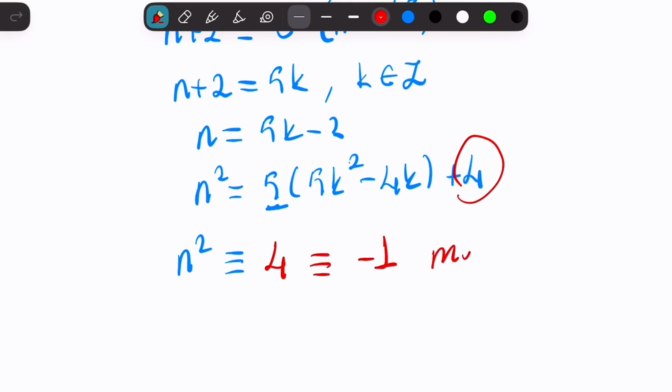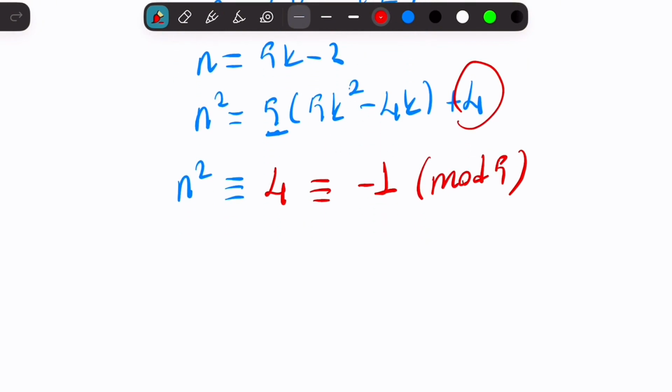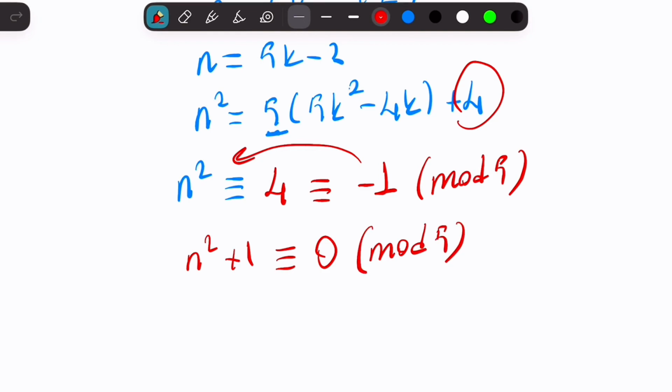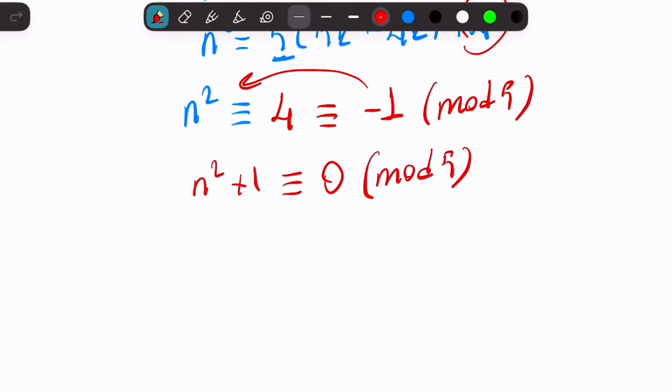We can continue from here. Now the remainder is minus 1. If we edit this a little more, if I move this across, for the expression n squared plus 1, I found that the remainder is 0 mod 5. So what can I say? The expression n squared plus 1 is fully divisible by 5.